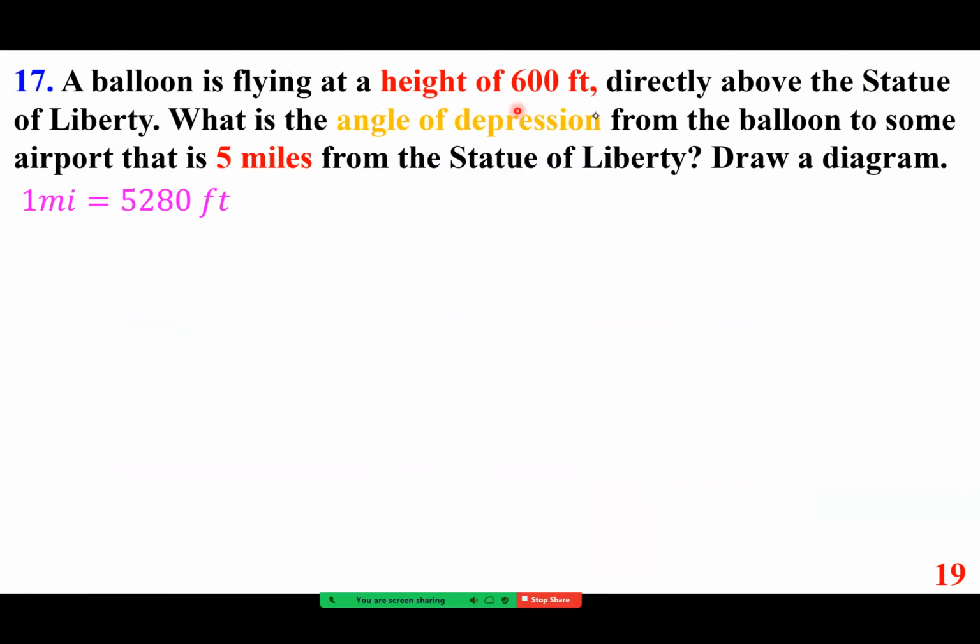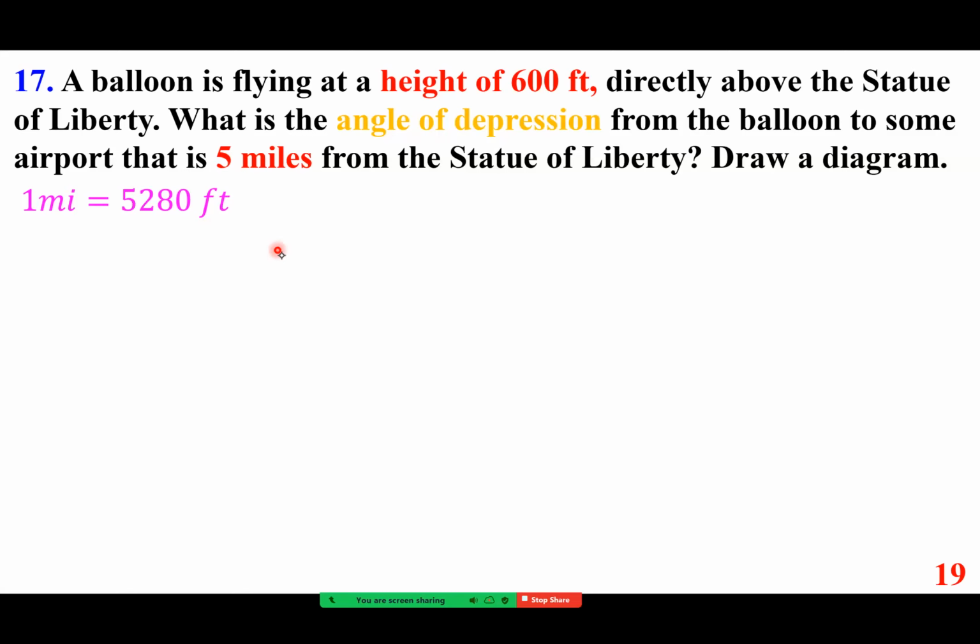The balloon is flying at the height of 600 feet directly above the Statue of Liberty. What is the angle of depression from the balloon to some airport that is 5 miles from the Statue of Liberty? Draw a diagram, 1 mile, 5280 feet. You can't do this without the drawing.